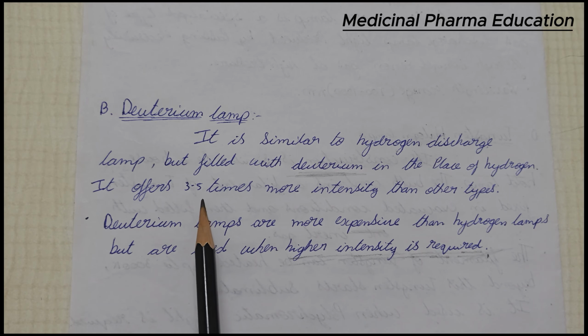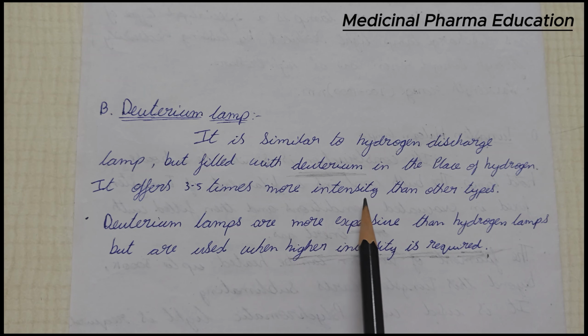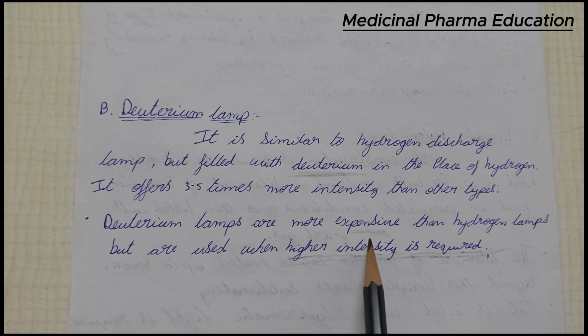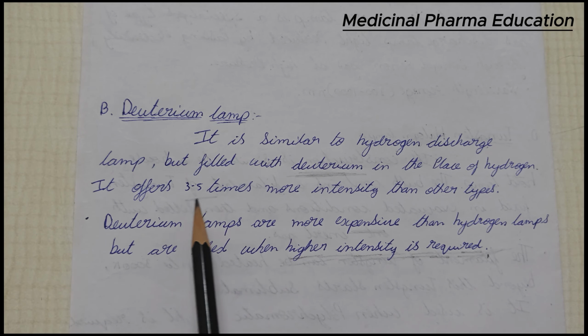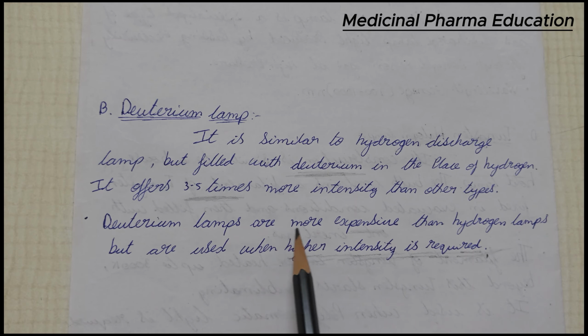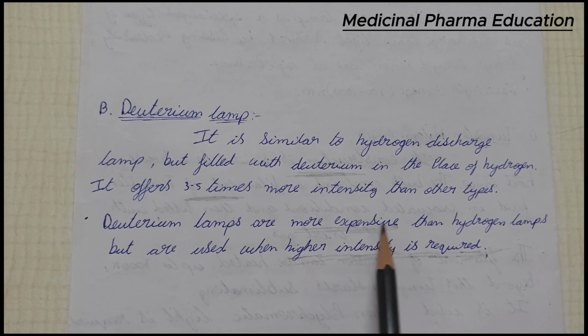It offers 3 to 5 times more intensity than other types. Deuterium lamp is more expensive than hydrogen lamp, but it is used when higher intensity is required. Its main advantage is that it offers 3 to 5 times more intensity than other types, and as it offers more intensity, it is more expensive.